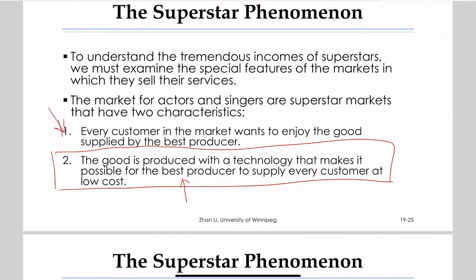The first feature is not so important, because you can imagine that even in the market for carpenters, everybody will want the best carpenter. But the second feature is really important. Think about the market for singers, right? The best singer can supply every customer very easily because you can make copies of different songs at almost zero marginal cost, right?